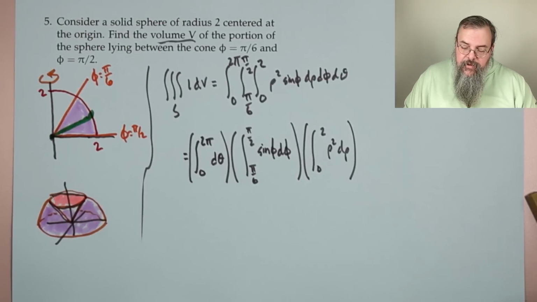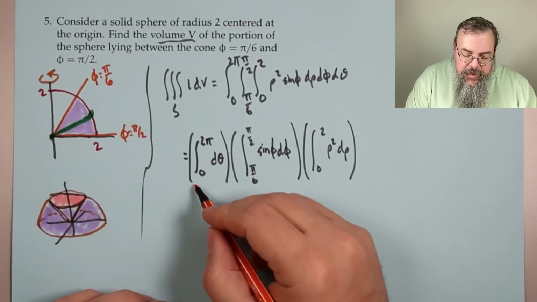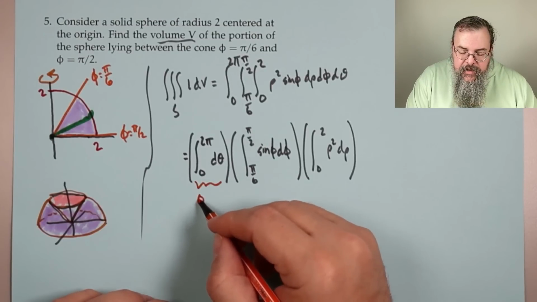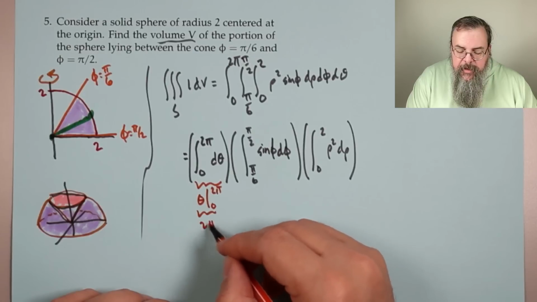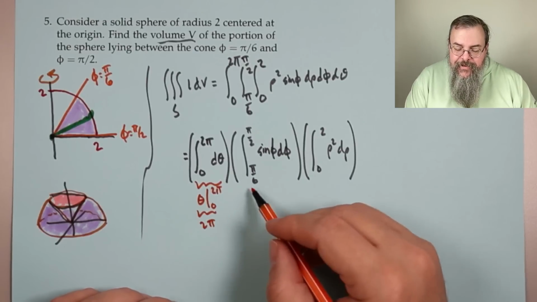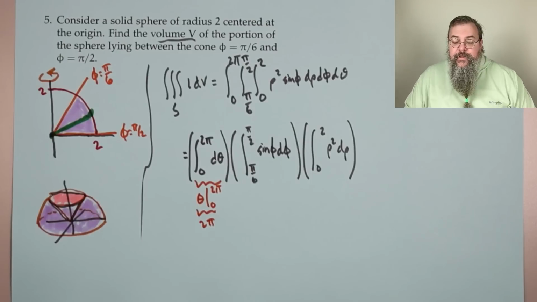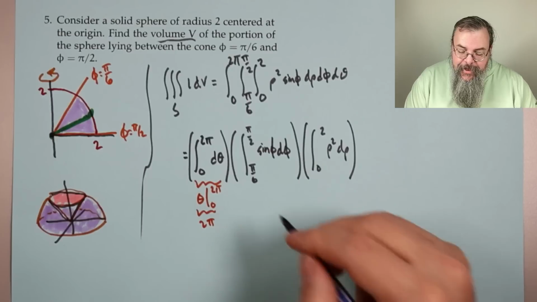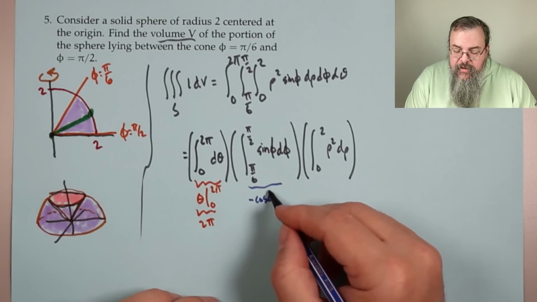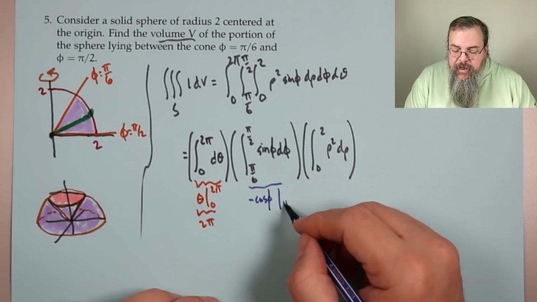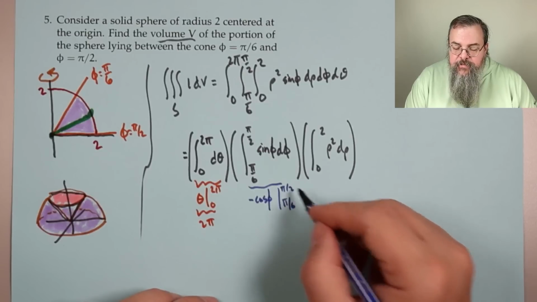All right, so let's do our theta integral. This is theta, evaluated from 0 to 2 pi. We get 2 pi. Now the integral of sine. Well, what's the integral of sine? The integral of sine is minus cosine. So this becomes minus cosine phi, evaluated from pi over 6 to pi over 2.